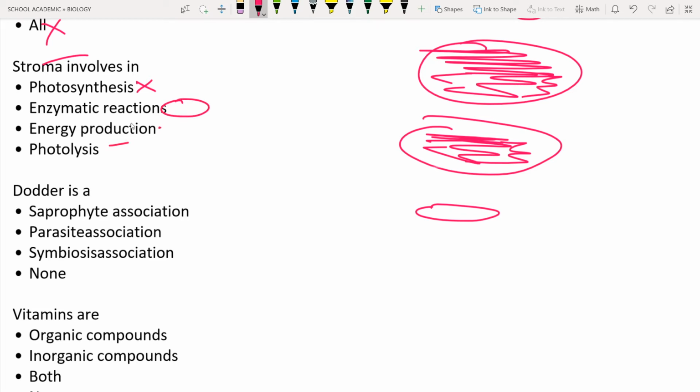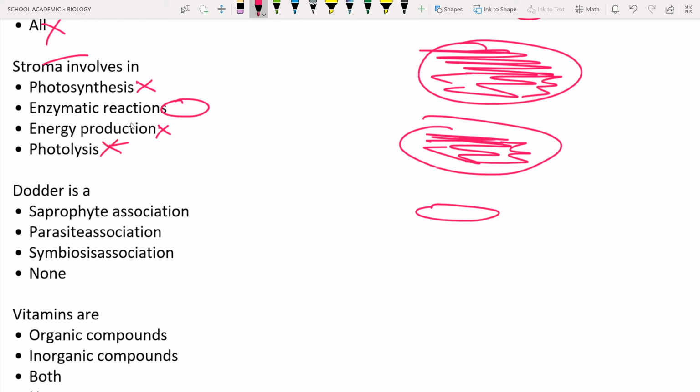Okay. So energy production. The stroma will not be involved in energy production. Energy production is involved when the food is broken down or when the ATP is broken down. In that process only you can see the energy production, but there is no connection between energy production and stroma. So next, the photolysis. There is no connection between the stroma and photolysis. Photolysis you can see in the mechanism of photosynthesis. So this option is also not satisfactory.